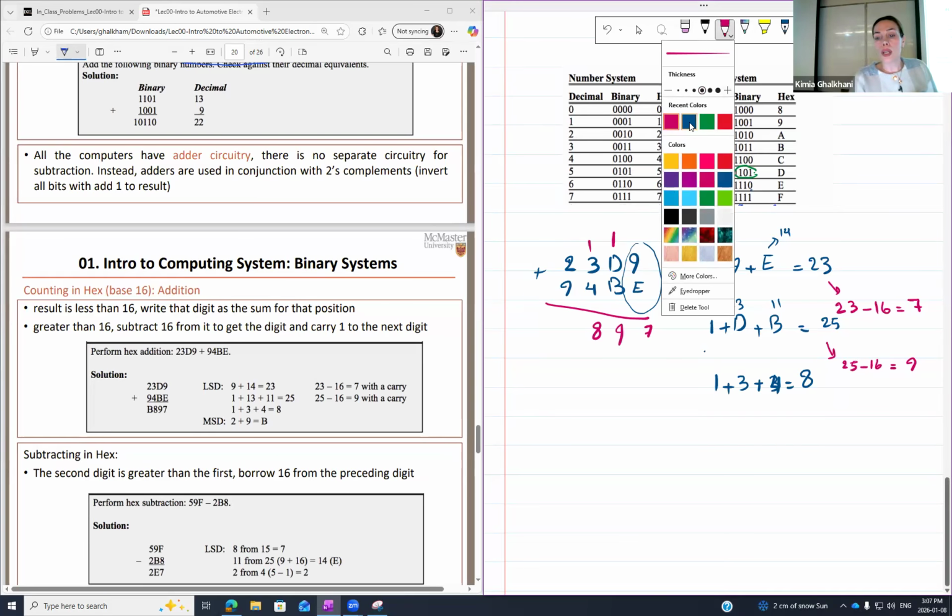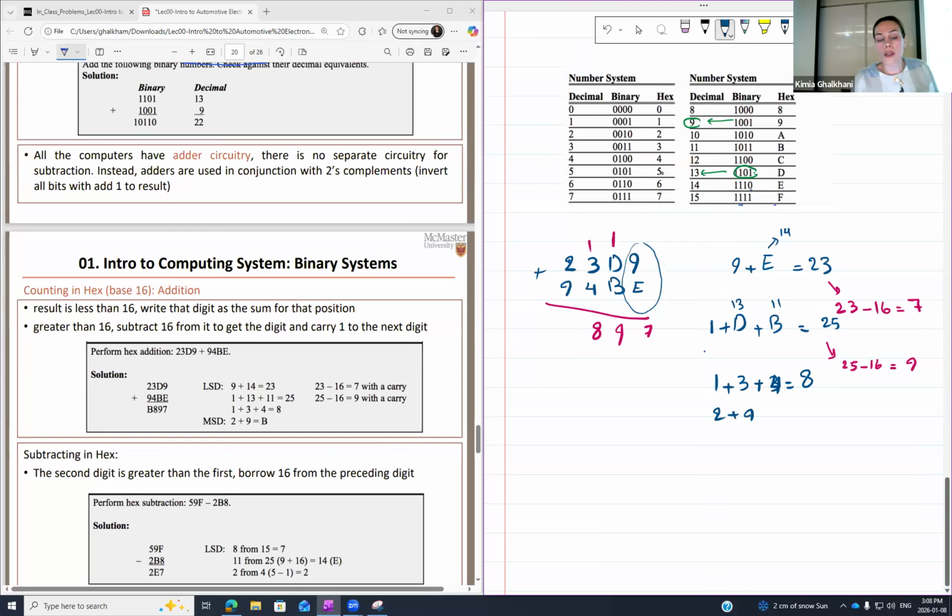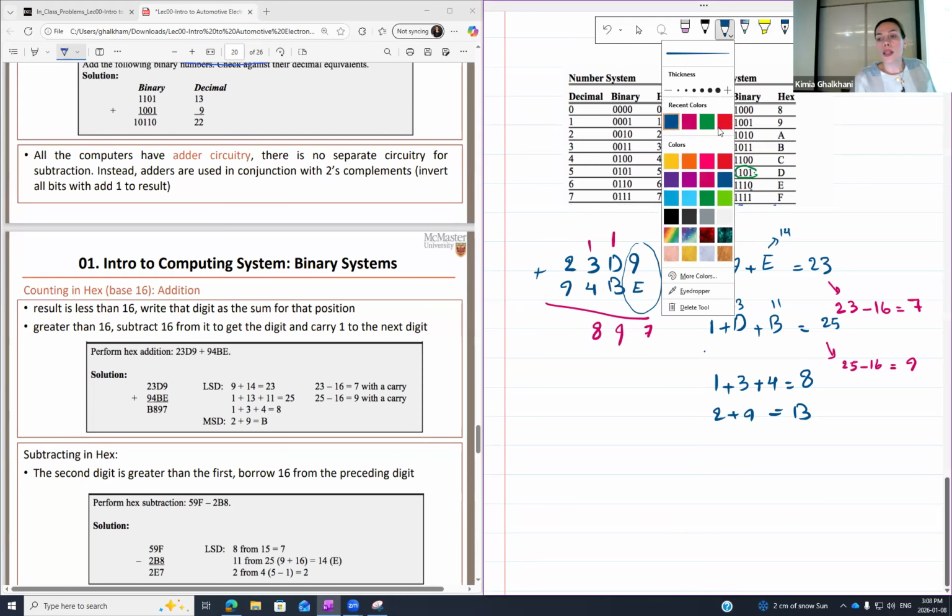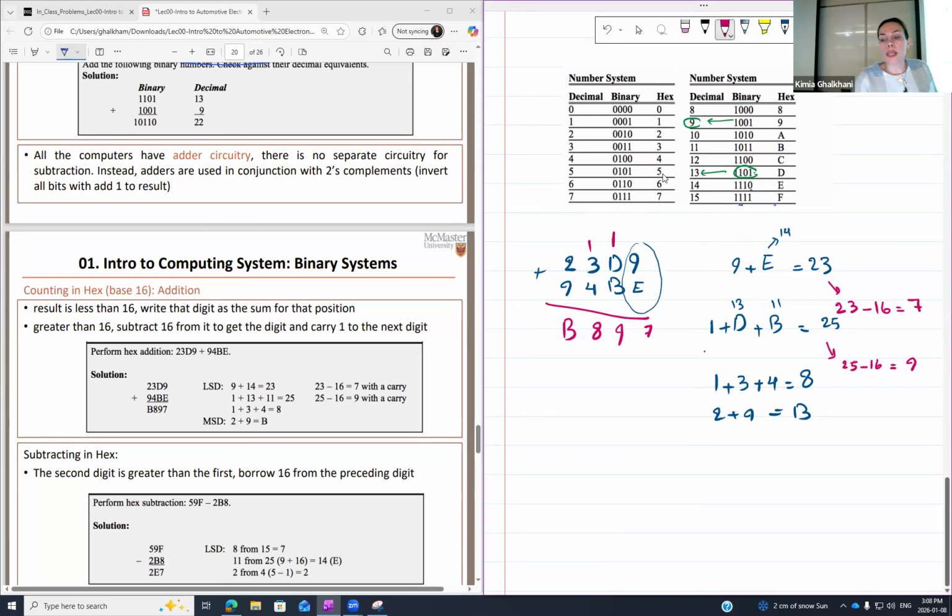And the last step is going to be 2 and 9. 2 plus 9 is B. I don't need to convert it. I just keep it as B, right? So this one is going to be my next one, which is B.